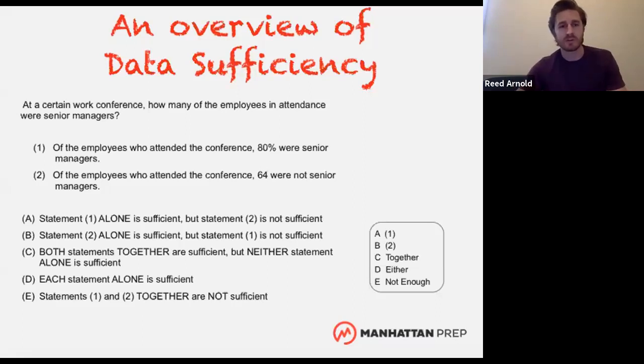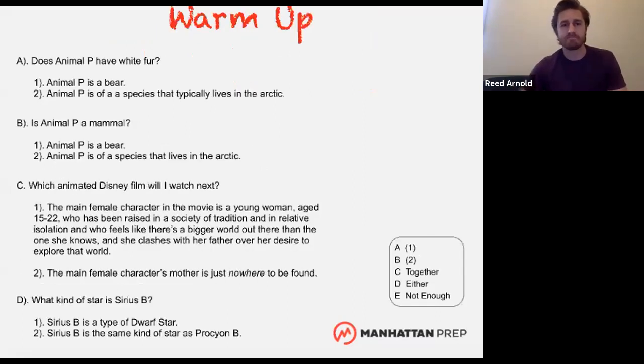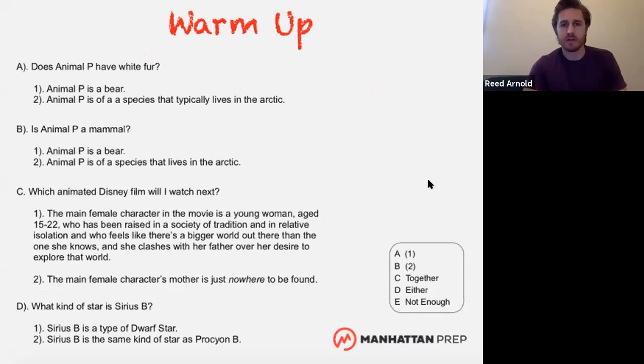Okay? So as a warm-up here, I just want you to take a minute or two and answer these questions. I've put down here the answer box to remind you what the answers are. But these are not GMAT math questions, just pure data sufficiency questions that you could theoretically answer using testing cases reasoning.